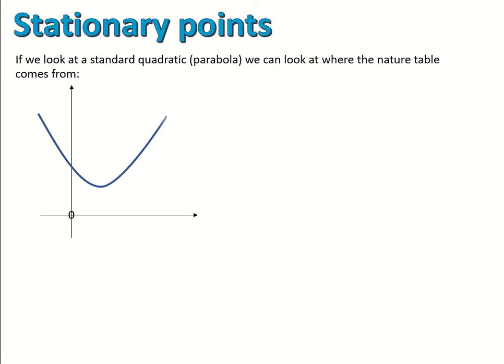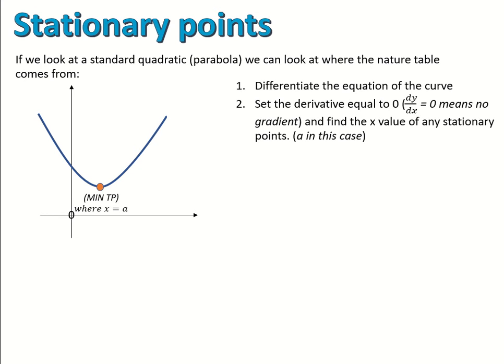So we've got a standard parabola here, where we've got a minimum turning point, and that's going to occur when x equals some value a. What we basically want to do is find this point, and to do that we would differentiate the equation of the curve first. Just as we've been doing so far, we differentiate the curve in order to give us an equation that allows us to find the rate of change.